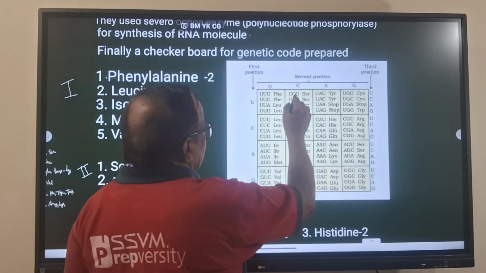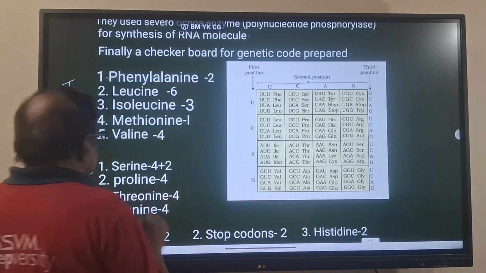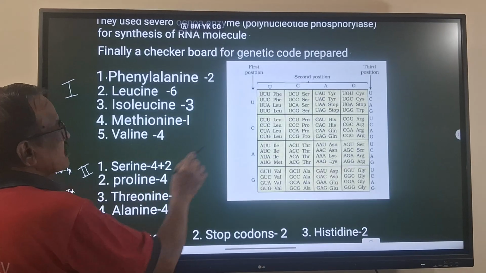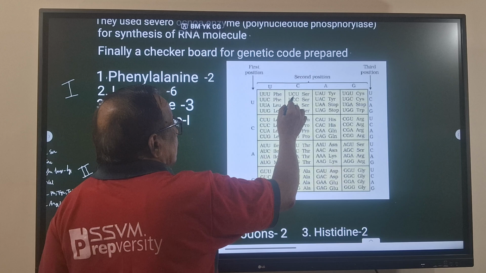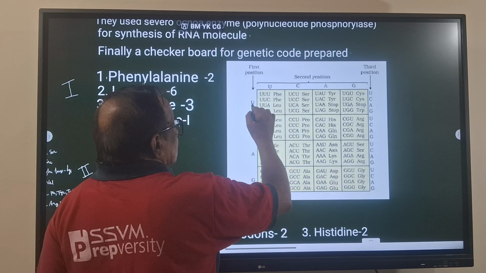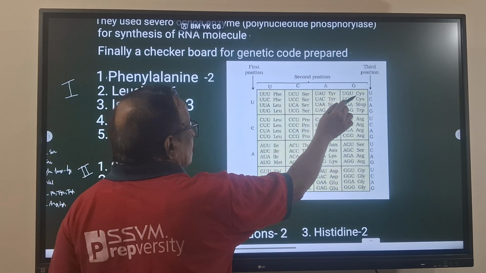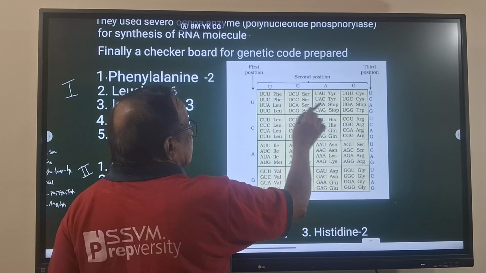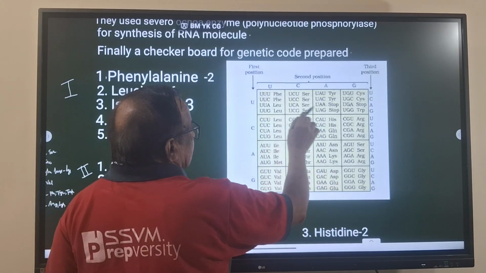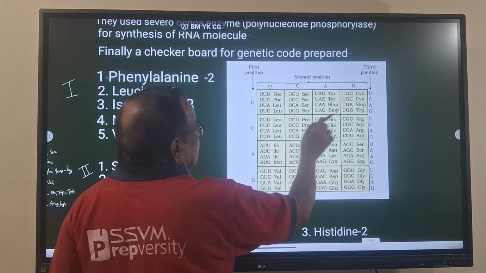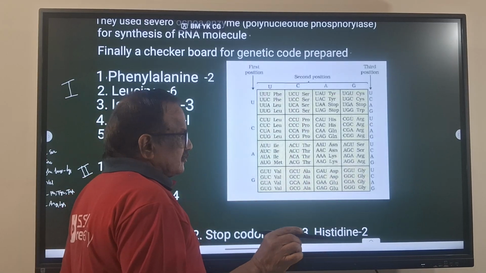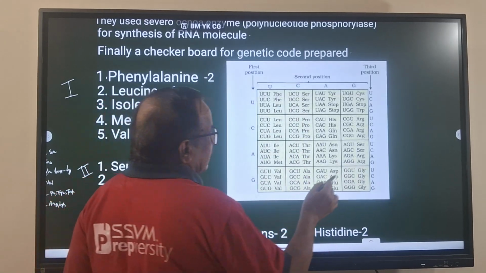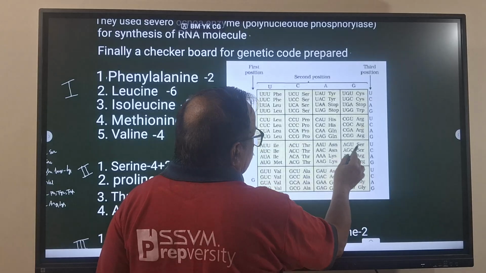Now the same thing will be followed here. That is serine, 4 plus 2. This box is serine. In the same way we have done: UC, UCU, UCC, UCA, UCG. All 4 represent serine. But serine is present here also, 2 more are there.